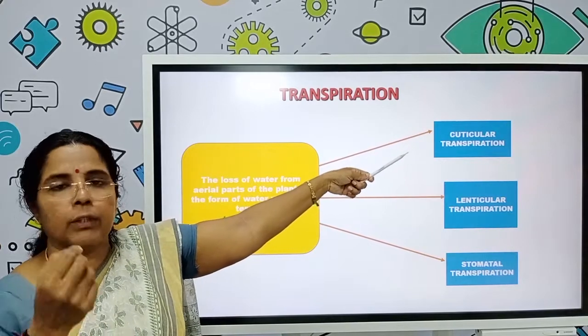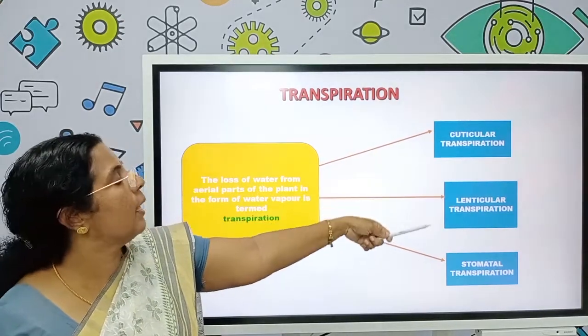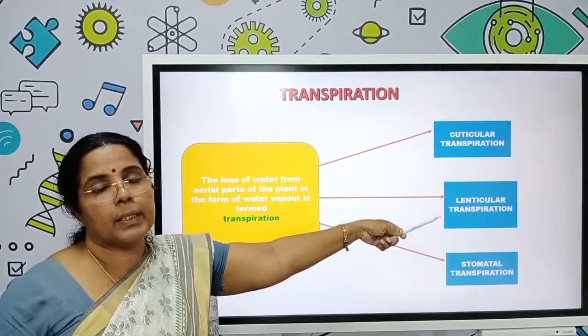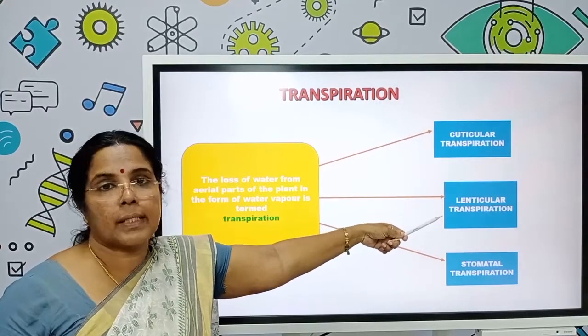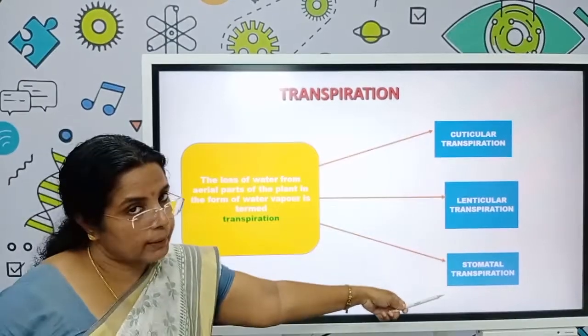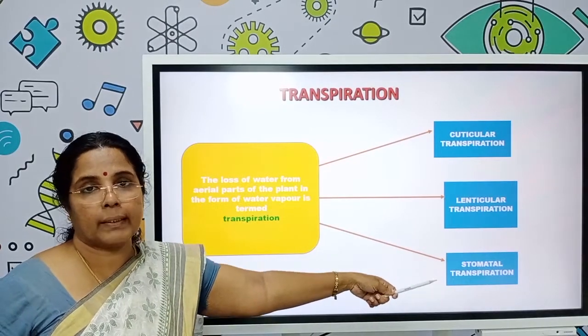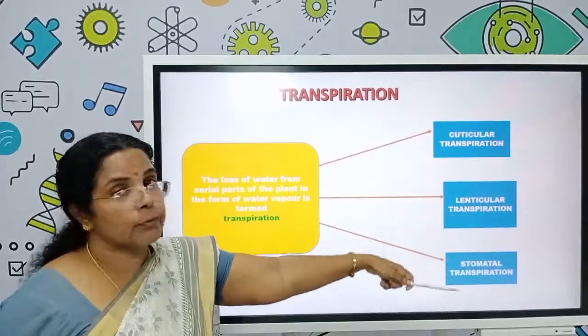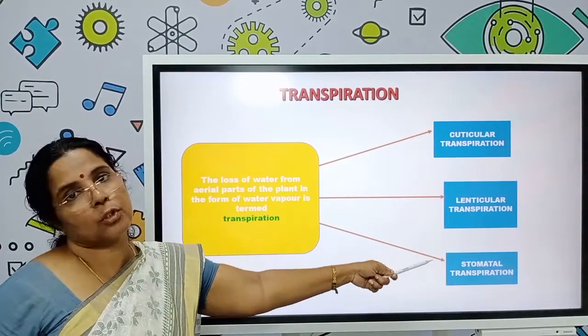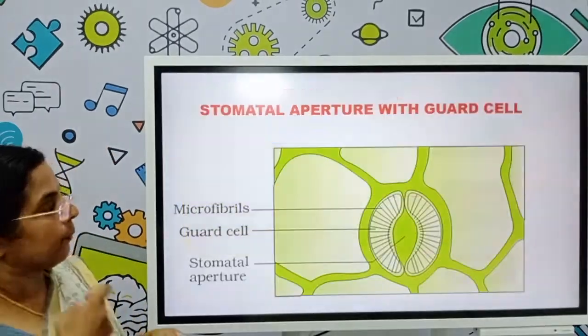A little bit of transpiration occurs through cuticles, and the second one is lenticular transpiration. It occurs through the lenticels. Then the stomatal transpiration, that means the transpiration occurs through the stomata. So a major part of the water is lost through stomatal transpiration.